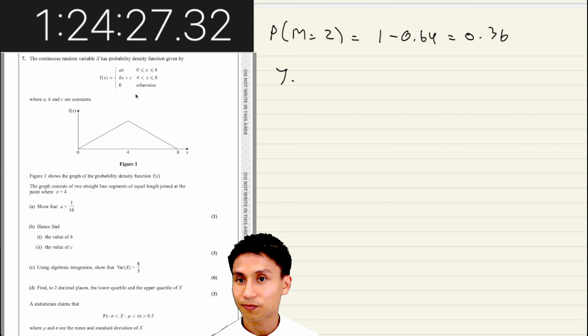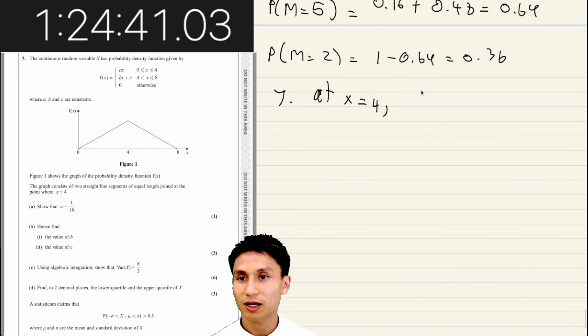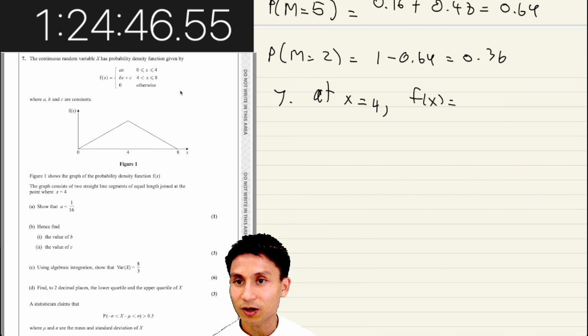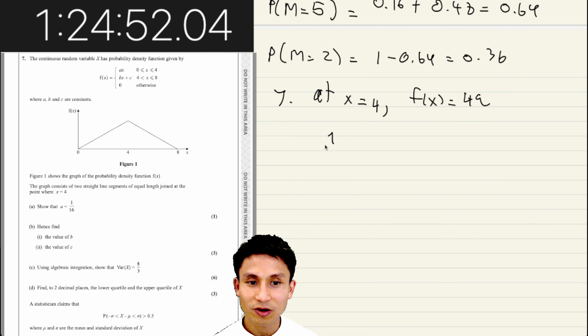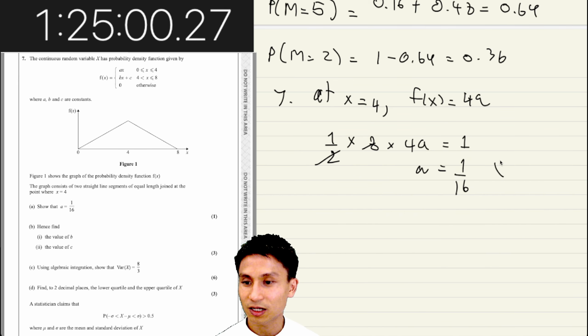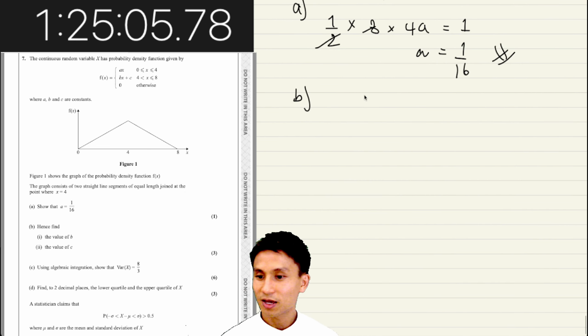All right, so, okay. If we find the area of this thing, we get 1, right? So at x equals 4, fx would be equal to, if we substitute 4 in here, we get 4a. And that is indicating the height of this triangle. So the area of the triangle is 1/2 times 8 times 4a should be equal to 1. So if we do the numbers here, we get 1 over 16 as required. That would be my easy technique. Just look at the area. Hence find the value of b.